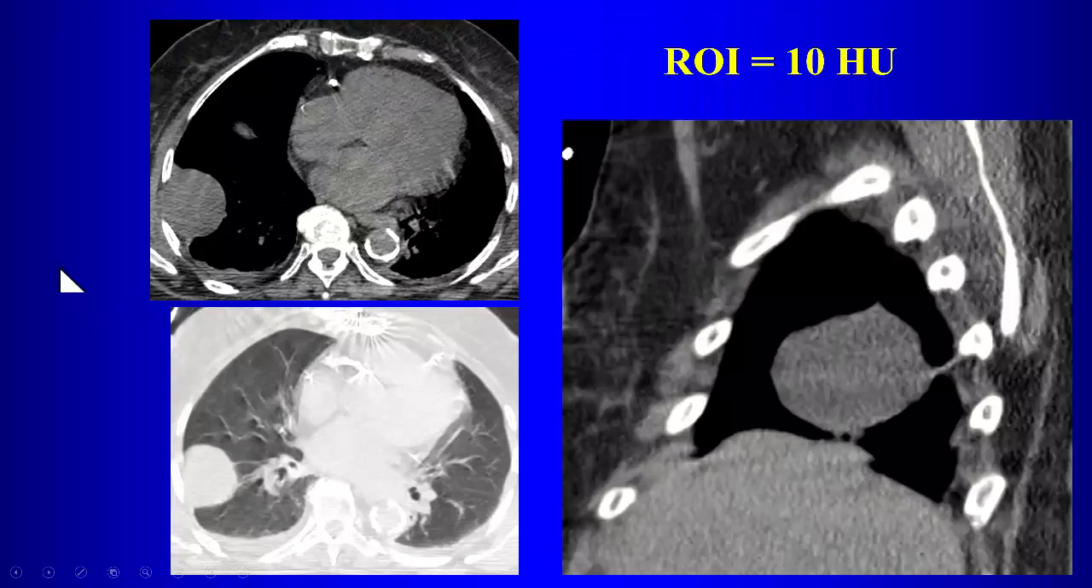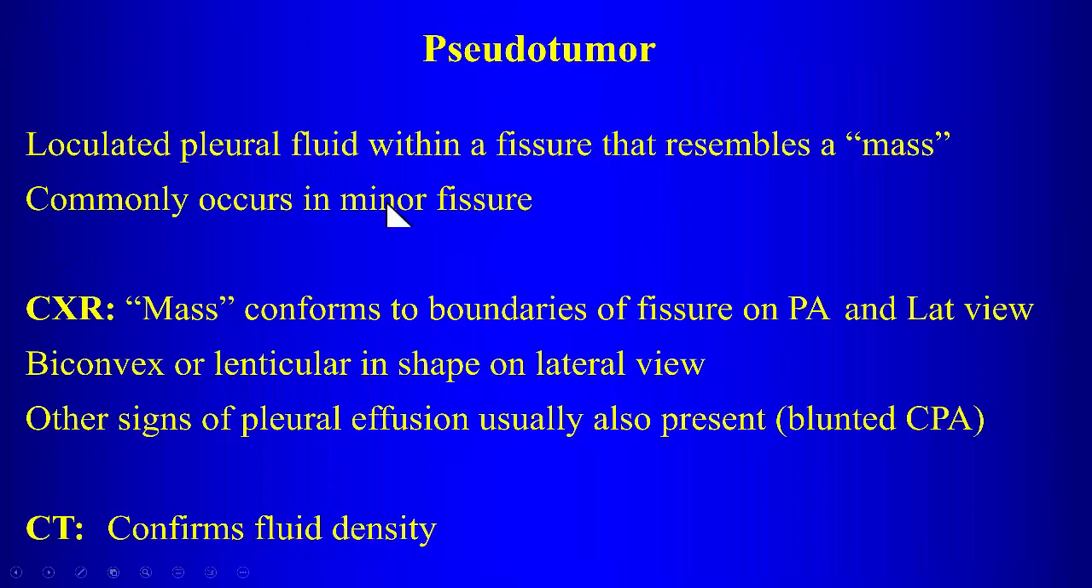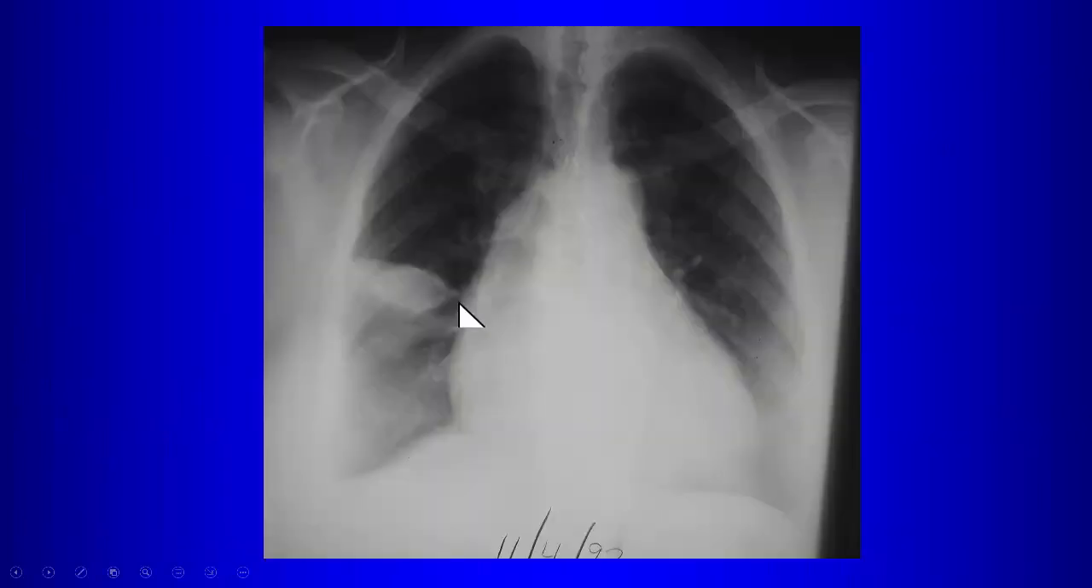So what are we dealing with here? So this is a pseudotumor, right? This is fluid that's loculated within the fissure. Okay, it's fluid attenuation. And when we have fluid loculated in the fissure, it can resemble a mass, and the mass conforms to the boundaries of the fissure. So it might change in shape on your frontal and lateral views because it follows the anatomy of the fissure. Again, easy diagnosis with CT because we can see the location, relationship to the fissure, and the fluid attenuation.